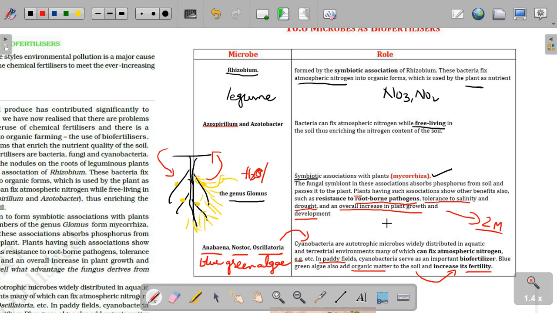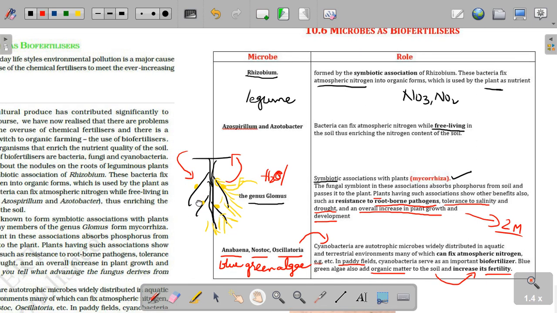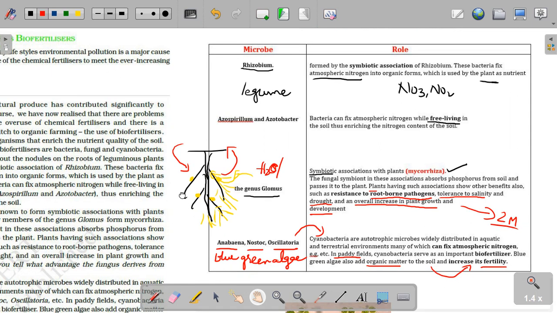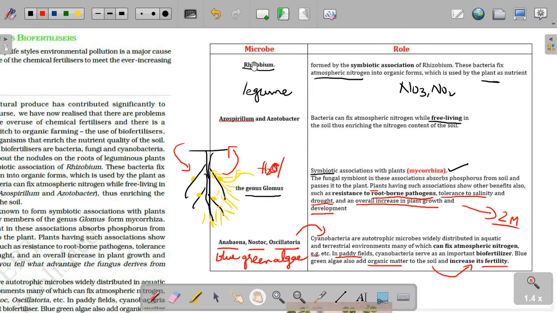Here comes the last. Let's revise. How do these microbes help in enriching the soil, not killing pests, which we already heard in the previous lesson? Here Rhizobium has a symbiotic association with the legume plant, which can turn atmospheric nitrogen into organic forms like NO2 so that plants can use it. Azospirillum and Azotobacter, both of them are bacteria. Though they are free living, they can enrich the soil content.